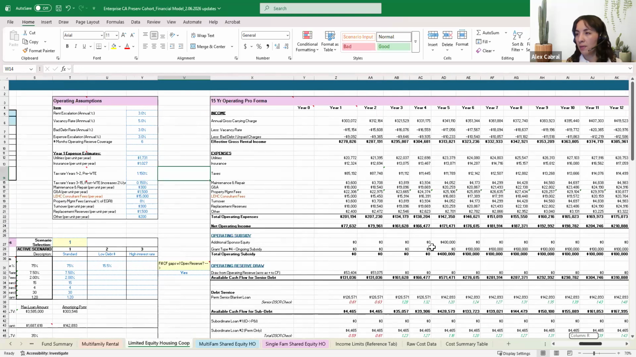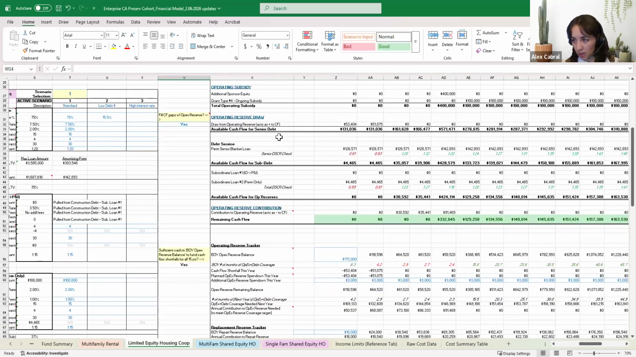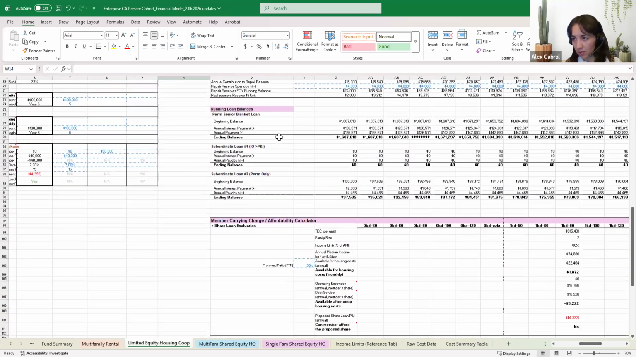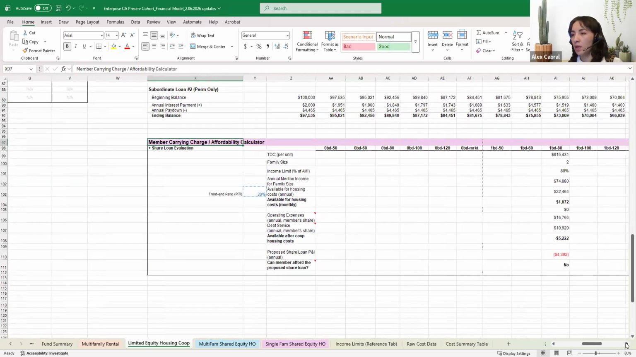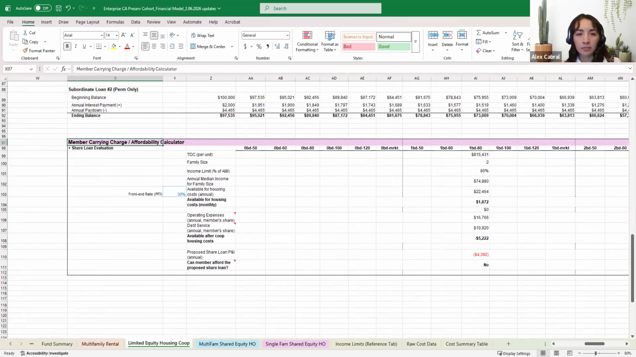Okay. The final difference in this tab is that unlike the multifamily rental, I'm going to zoom out just for a quick second. We're going to go down below the operating pro forma, below the running loan balances, and there's this table, member carrying charge affordability calculator. Now this table exists because limited equity housing co-op members don't pay rent. They pay a monthly carrying charge. This carrying charge is paid to manage building expenses. They pay it as part of their membership of the co-op.